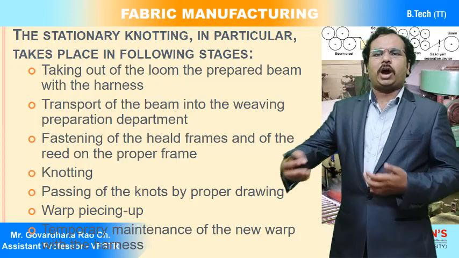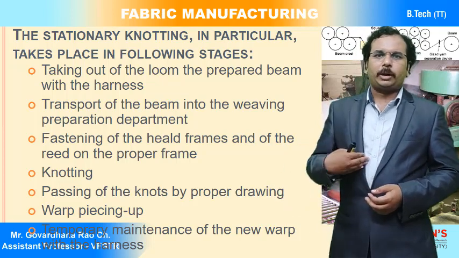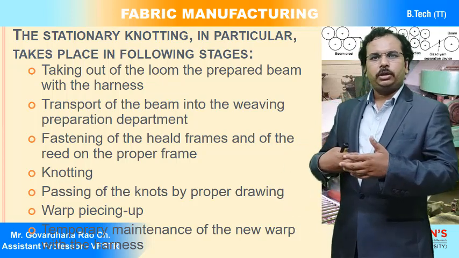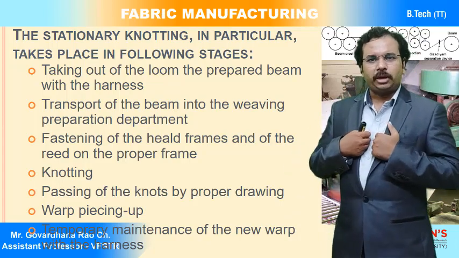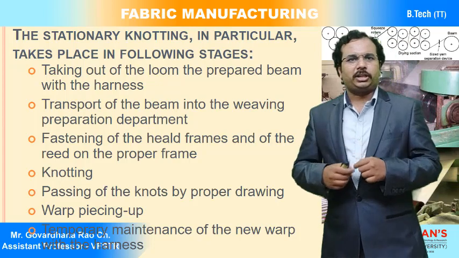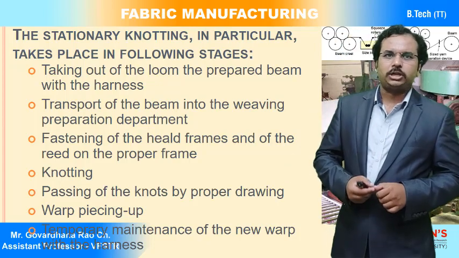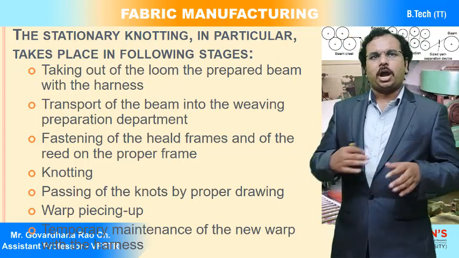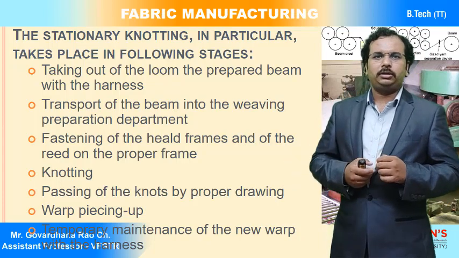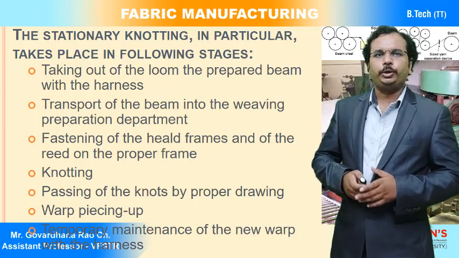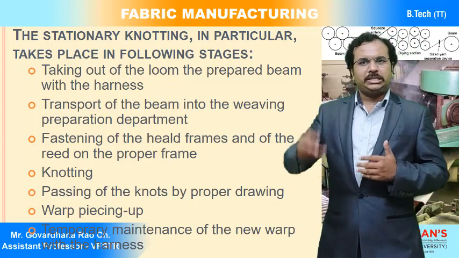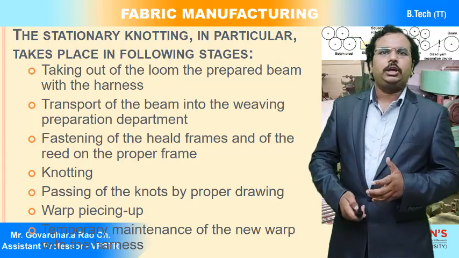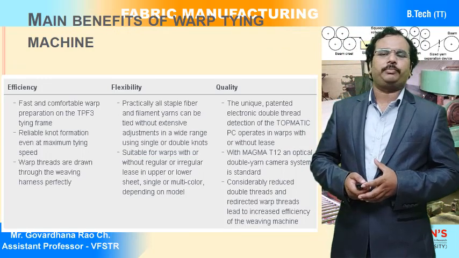After that, the warp sheet of the old warp beam and the new warp beam is going to be combed out, then knotting can be done. After that, the passing of knots, the proper drawing in and warp piecing up can be done, then you can produce the fabric. So these are the different steps. These steps we will see in a small video so that you can understand. Okay.